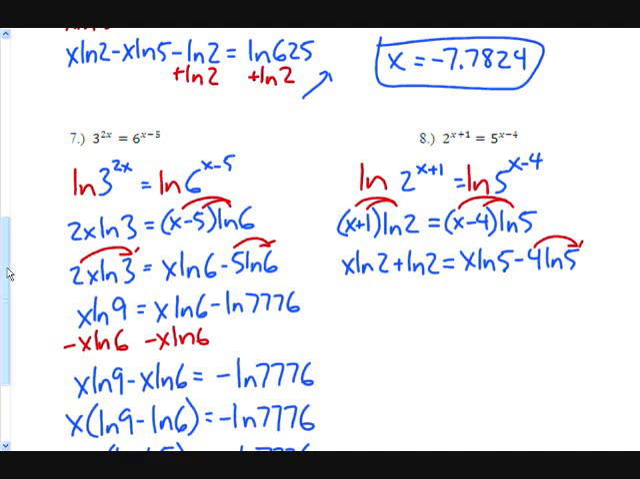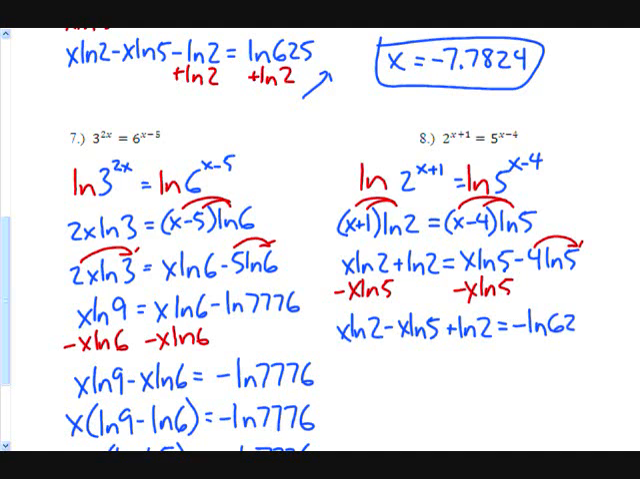So I'm going to, well, let's do 2 steps at once here. I'm going to subtract this x natural log of 5 from each side. Trying to get my variables together. So I'm going to have x natural log of 2 minus x natural log of 5. I still have the plus natural log of 2 over here. And over here I'm still left with this guy, which I'm going to rewrite as a negative natural log of, I can do 5 to the 4th power, which is the 625.